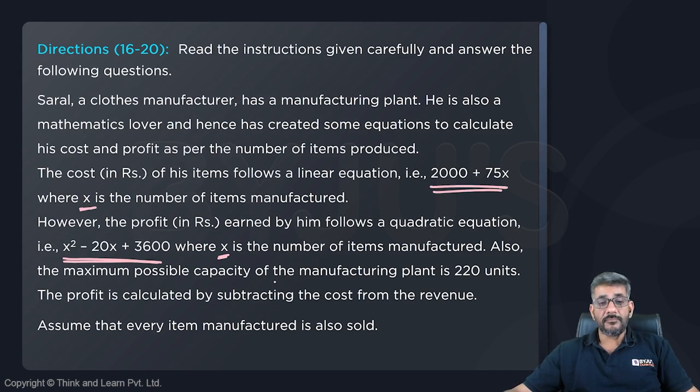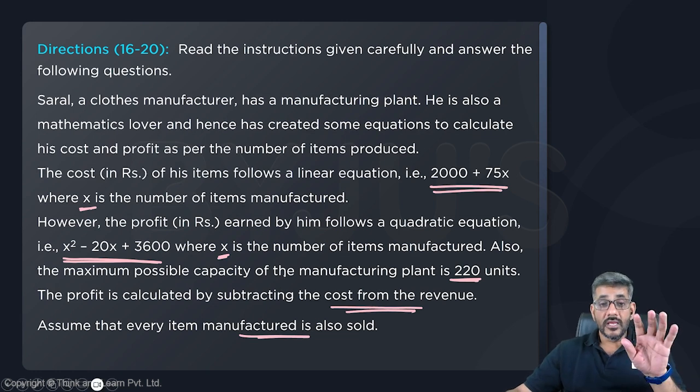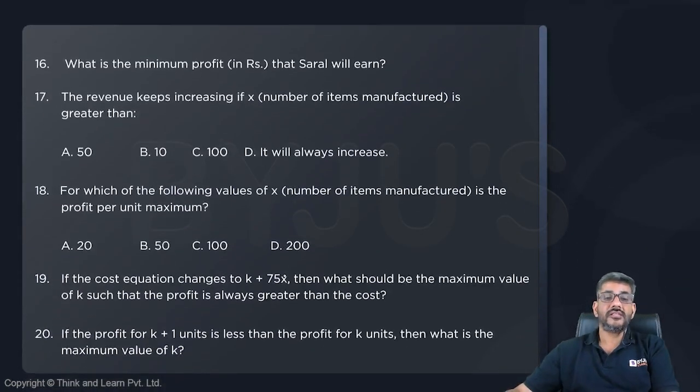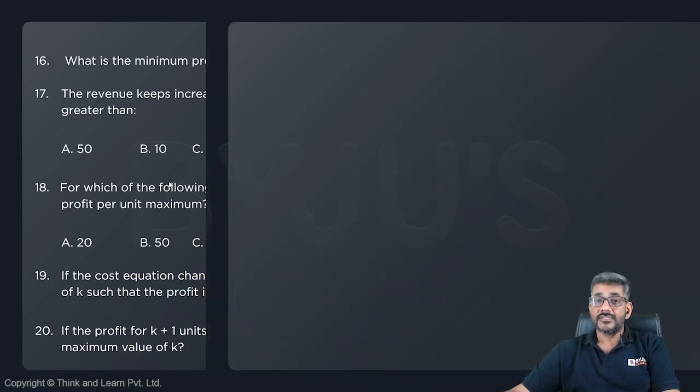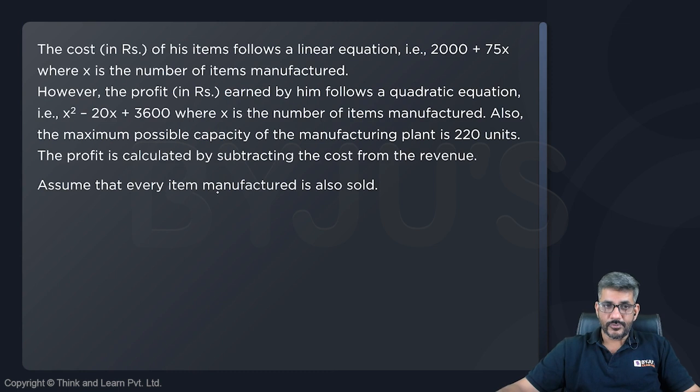Also, the maximum possible capacity of the plant is 220. The profit is calculated by subtracting the cost from the revenue and assume that every item manufactured is also sold. And this is the only data for this set. After that, he has asked you some questions, right? That means it requires some knowledge of algebra as well.